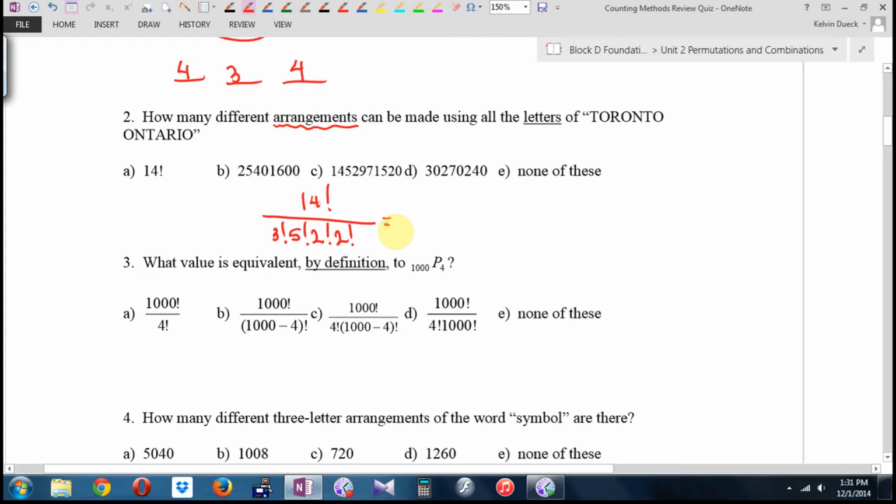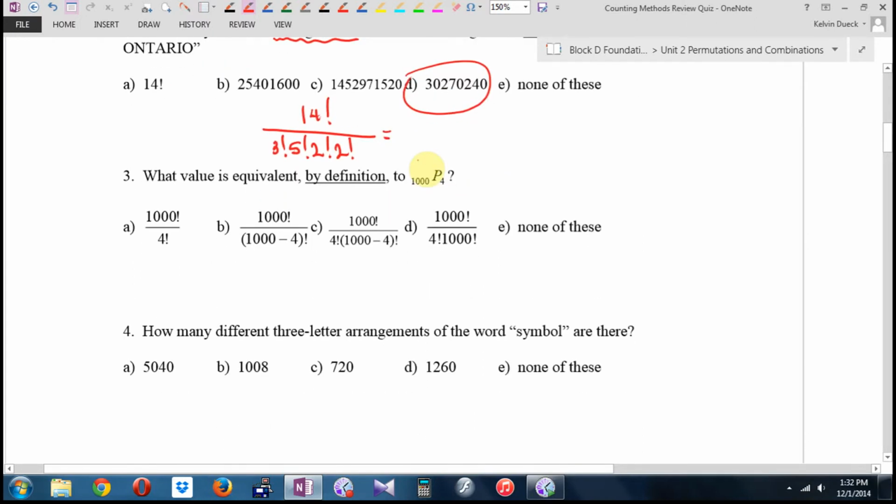What's the correct answer? A, B, C, D, or E? I got D. Sorry? There's 2 N's? I think I got that. I think I have 3 T's, 5 O's, 2 R's, 2 N's, right? I think I got them all. Yep. What's the answer, folks? D. 30,270,240.